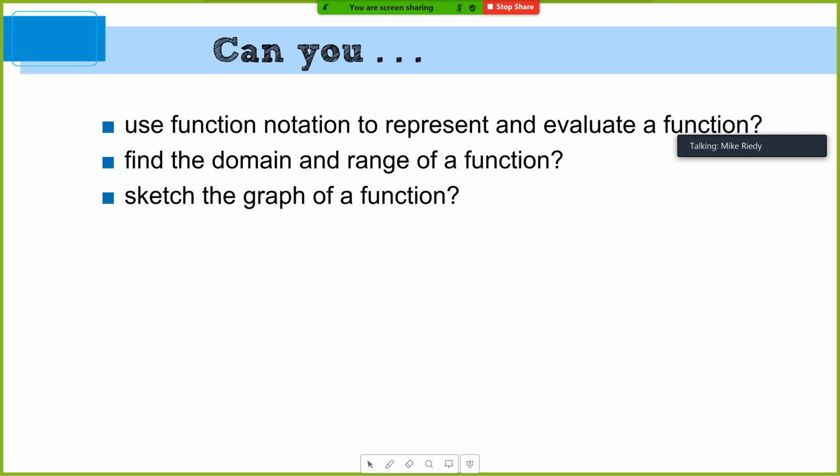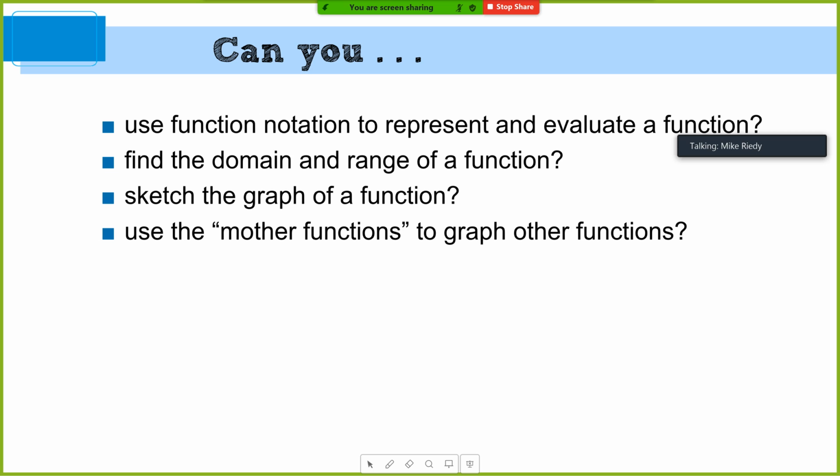So not necessarily how to graph big complicated functions, but how to take the mother functions and slide those around, flip them over. We did a little bit of that 2 days ago. Using the mother functions, I just mentioned that. We're going to work with composite functions, putting one function inside of another function. The tricky part for most students is remembering, does f of g mean you put g into f or f into g?